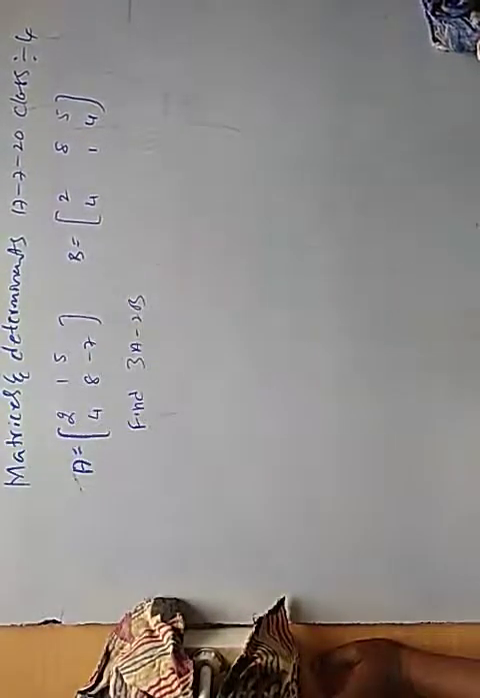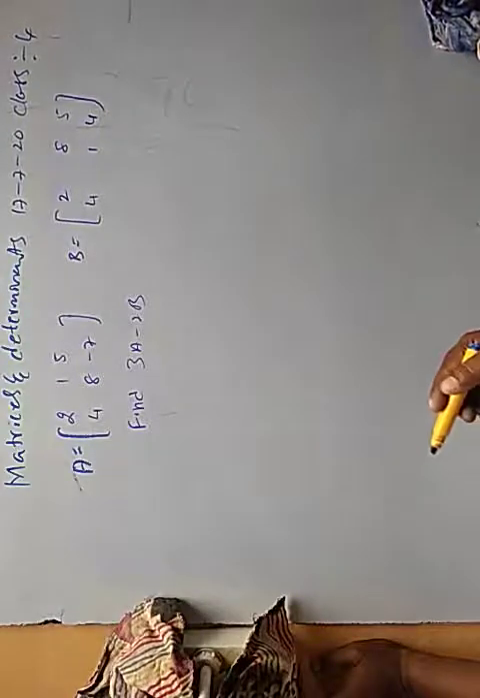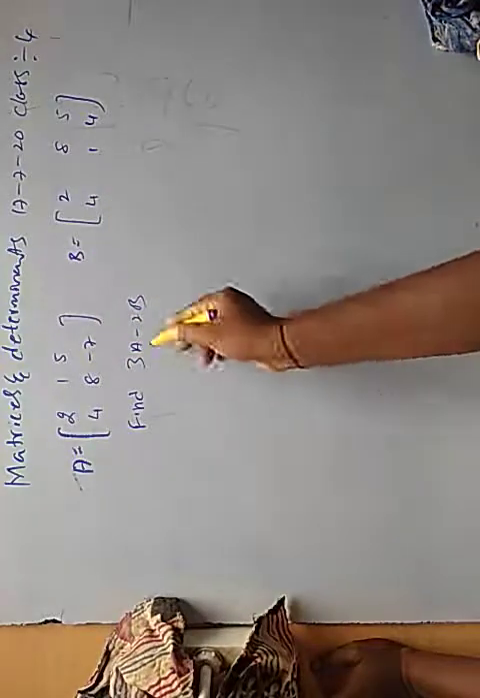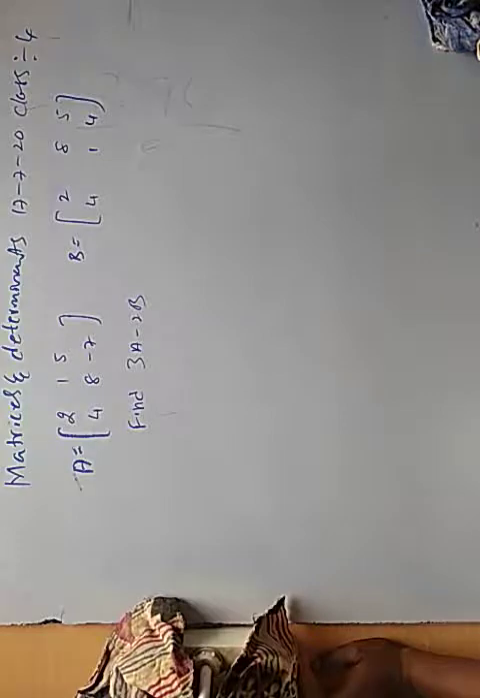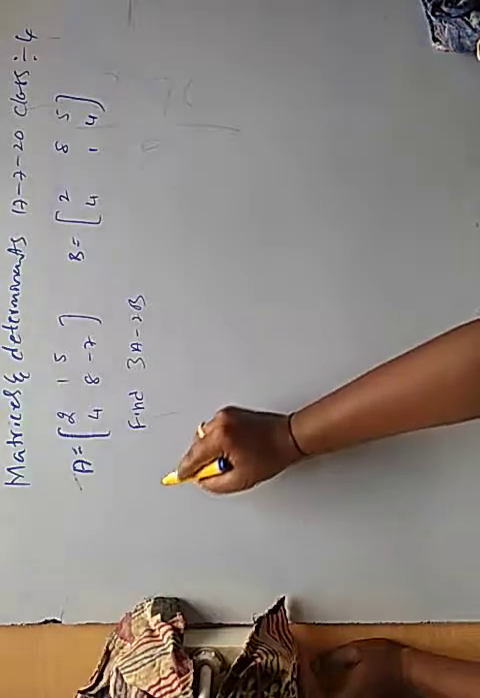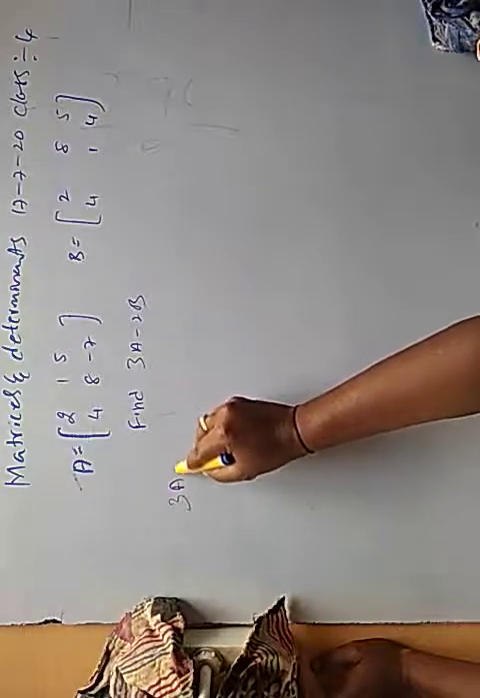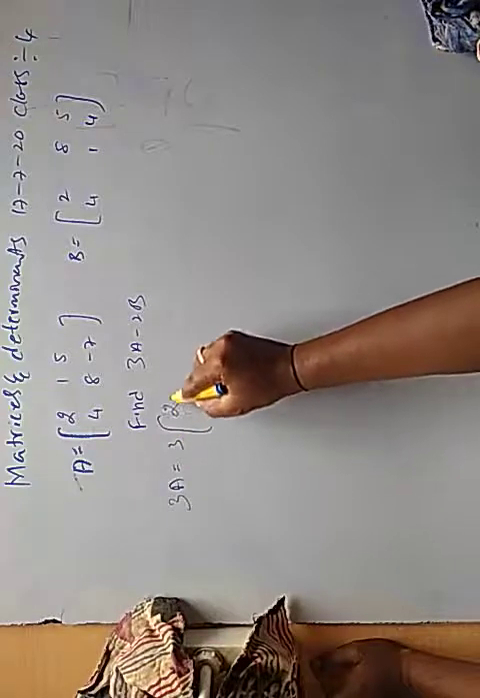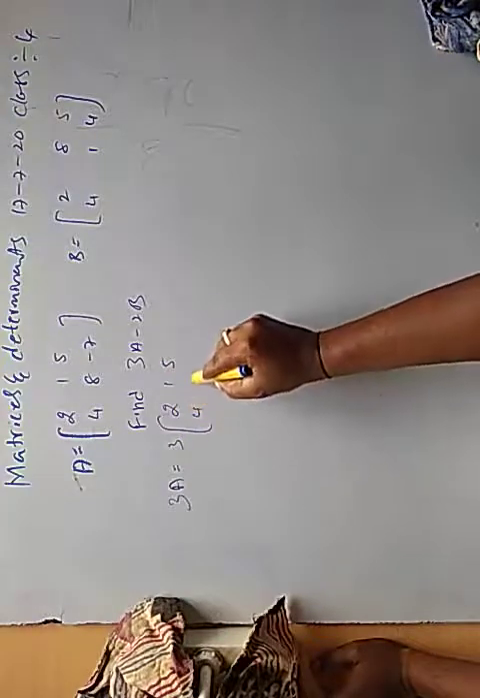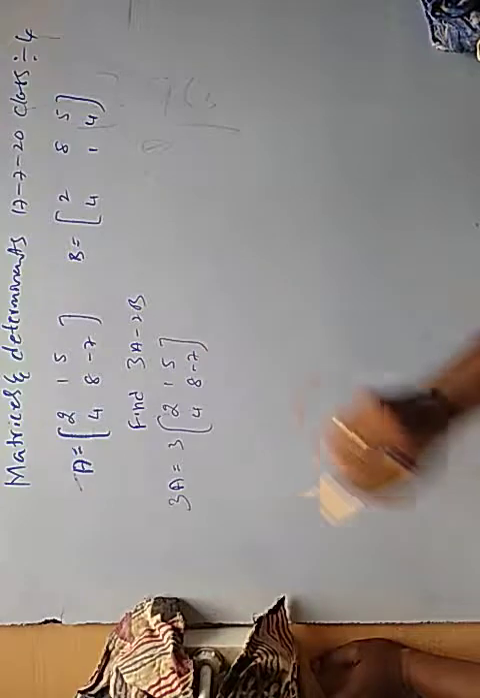Here there is one problem about multiplication of a matrix by a scalar. A is given, B is given, they are of the same order. We have to find 3A minus 2B. You know how to find 3A? 3 into the matrix 2, 1, 5, 4, 8, minus 7.